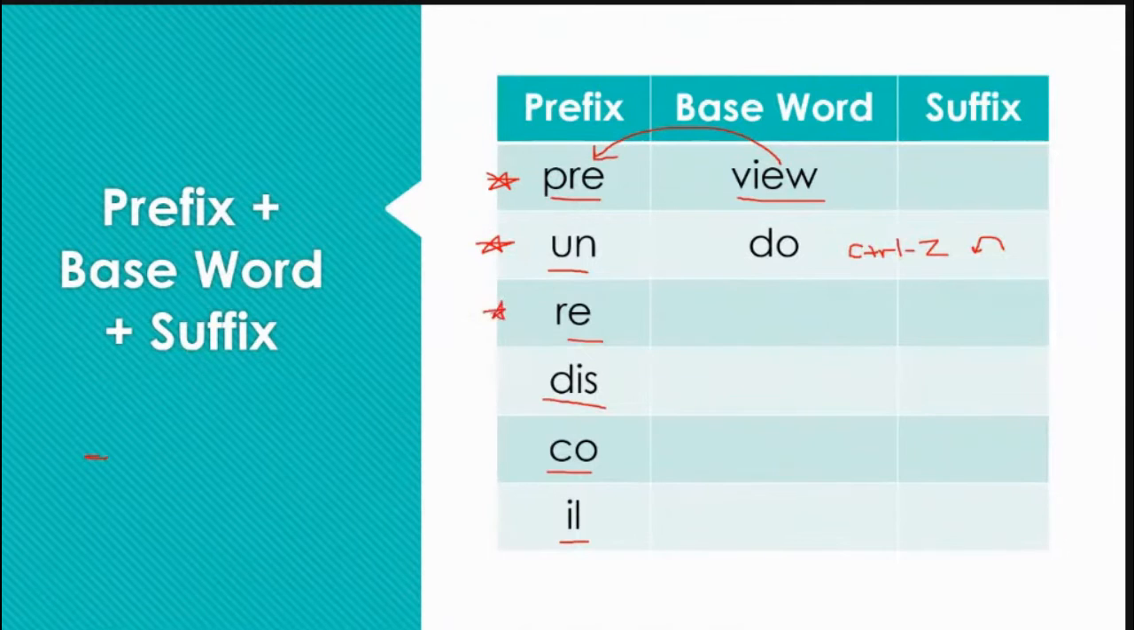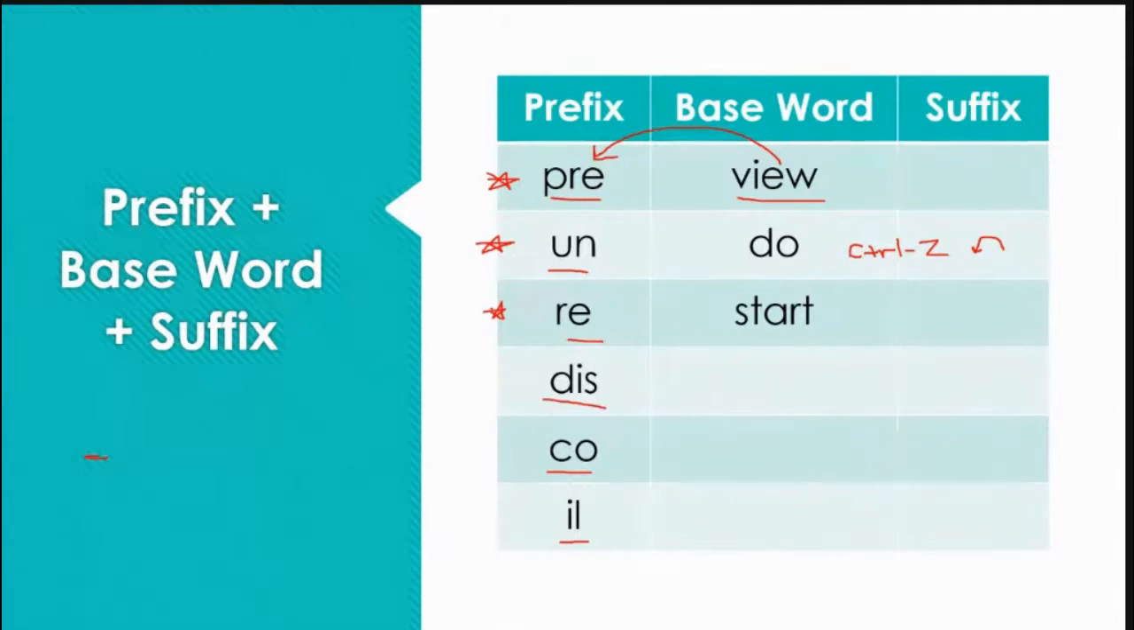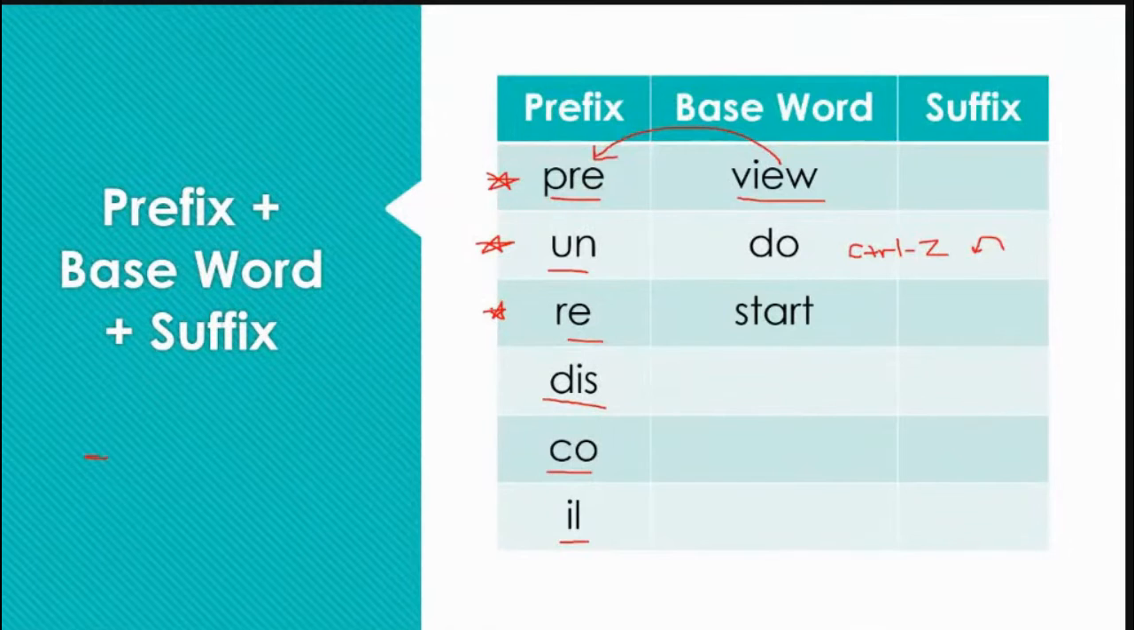Next we have re, which means again. Let's add a base word, start, restart. This would mean start again. Maybe you are building something. Let's say you got a new table from IKEA. Maybe you guys have been there, have to build your own table, and you make a mistake. Oh no, you might have to restart or start again.